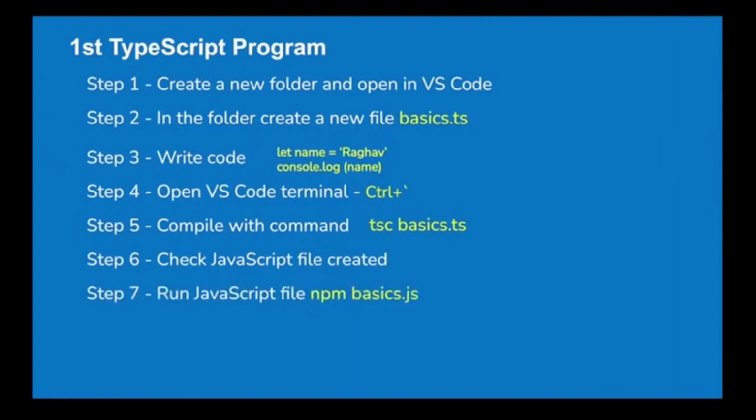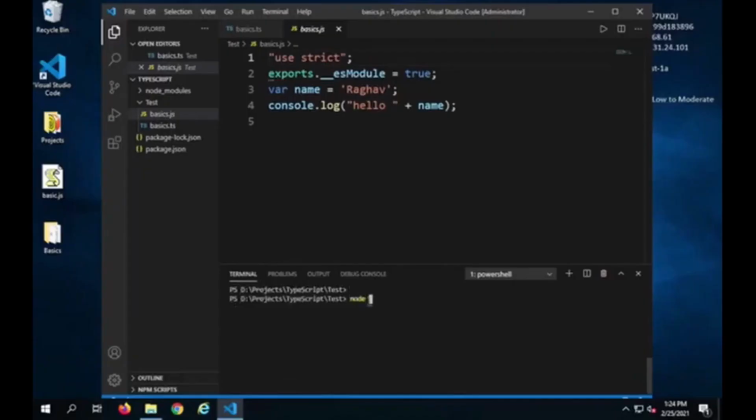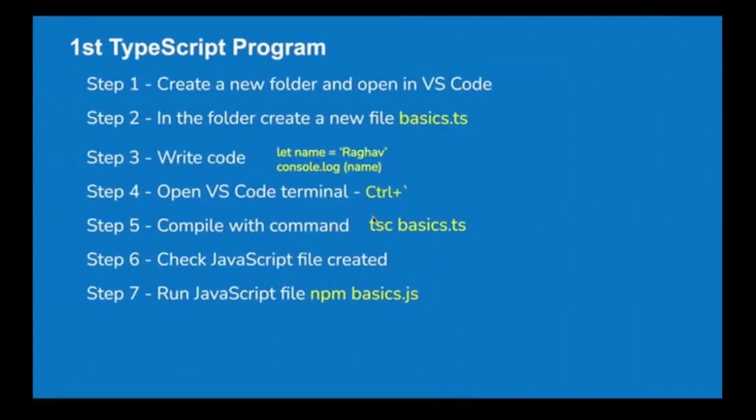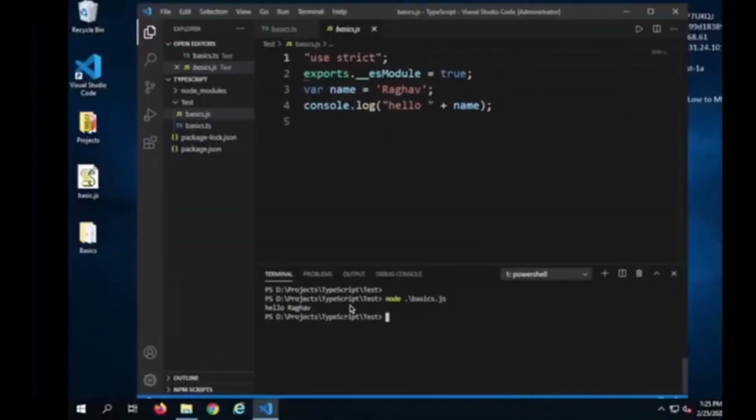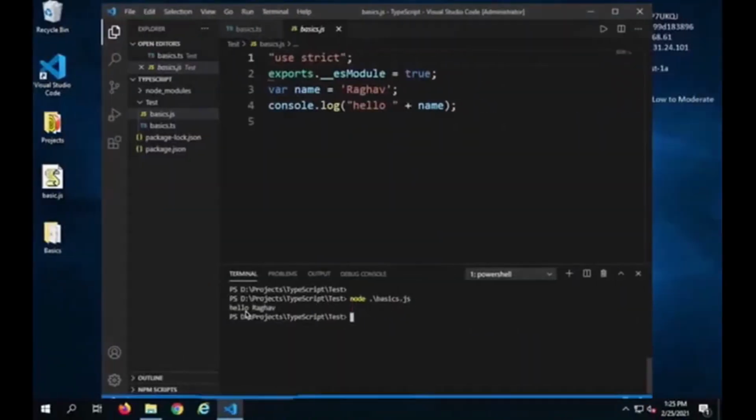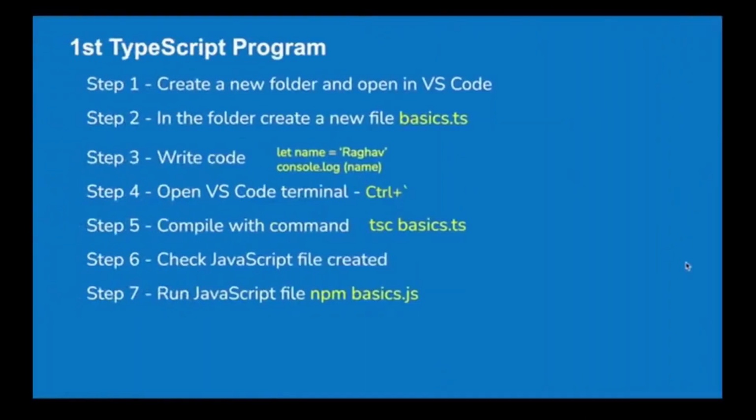Step number 7 is now we have to run our JavaScript. It should be node and basics.js. It should be node actually. Yes, there's a mistake in this slide here. This should be node. I will correct it in the notes. So just take note of this. This should be node and the file name. And you can now see here it is printing hello Raghav, whatever we had written in our program. So this is step number 7.